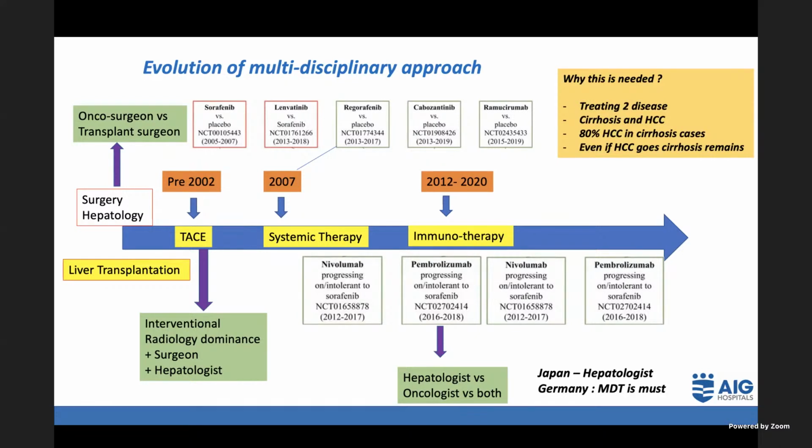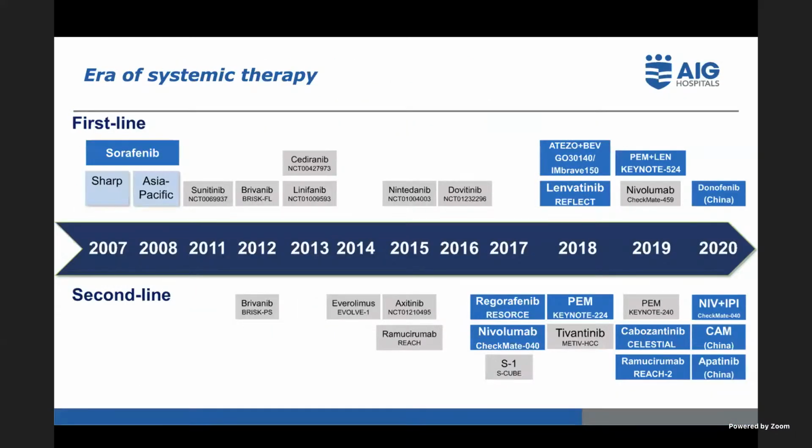Why this multidisciplinary approach is needed is that we are treating two diseases. Sometimes patients with cirrhosis of liver come with HCC. You may be able to cure the cancer. For example, with a small lesion, we have done a radiofrequency ablation, the cancer goes off. But please remember, the cirrhosis of the liver still remains, and 80% of HCCs still occur in patients with liver cirrhosis. So this is the evolution of the era of systemic therapy, which started with the SHARP trial of sorafenib, then all the other molecules started coming into the pipeline, and then the advent of immunotherapy.